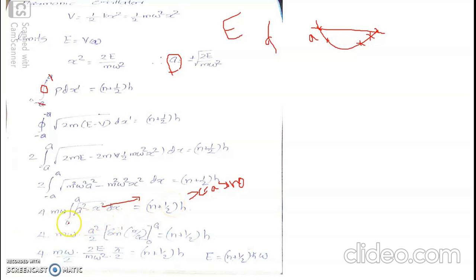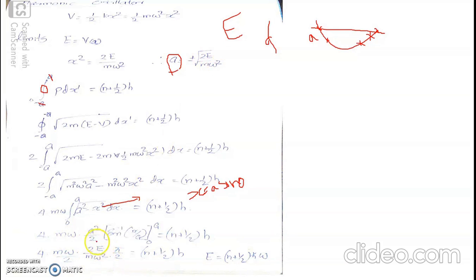But I recall this result, the integral of root a square minus x square is a square by 2 sin inverse x by a. So let me use that flexibility. I have evaluated this integral, a square by 2 sin inverse x by a in the limit 0 to a, equal to n plus half h, for m omega by 2 a square. See, look at this expression. a square is nothing other than 2E by m omega square. So it is written here 2E by m omega square.